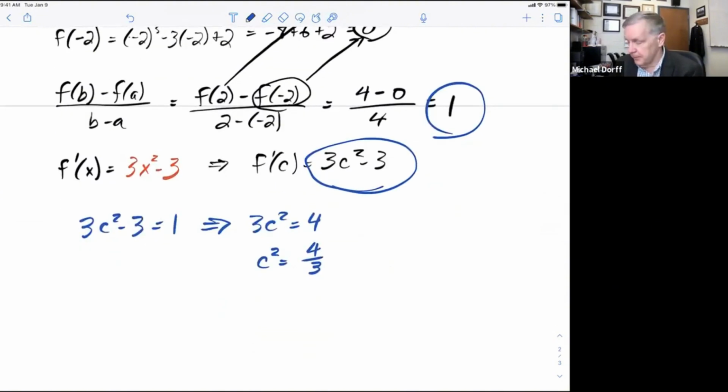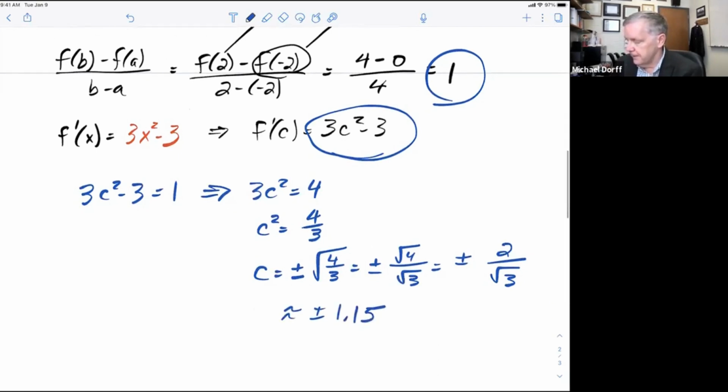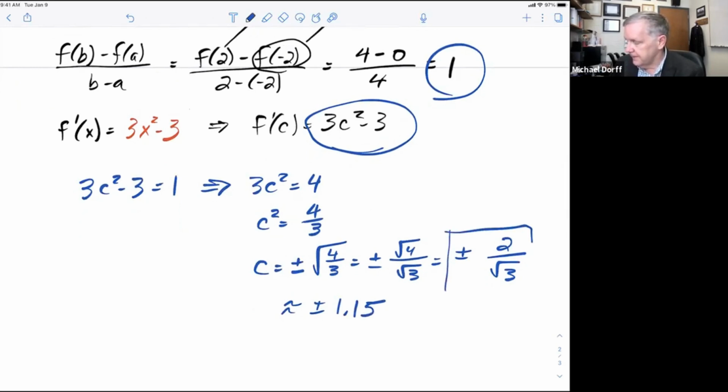Then I take the square root of both sides, and I get c is going to equal plus or minus square root of 4/3, which is the same thing as plus or minus the square root of 4 over the square root of 3, which is the same thing as plus or minus 2 over the square root of 3. I can leave the square root in the denominator. I don't need to get rid of it. And this is approximately equal to plus or minus 1.15. All right, but I'll leave this as my answer.